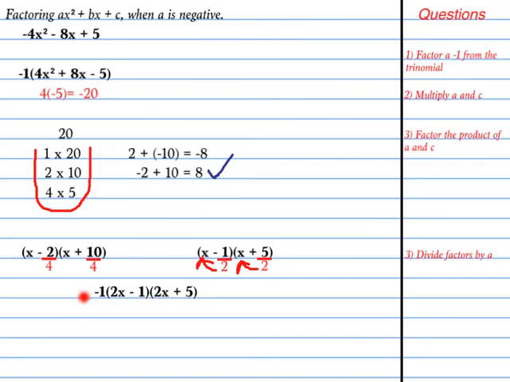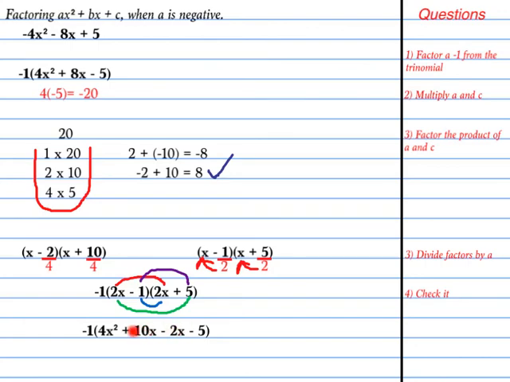Now, once we have the complete factored form, we want to go ahead and check it. So we'll start with the -1, and we're going to focus on foiling our parentheses first. So 2x times 2x gives me 4x squared, and 2x times 5 gives me 10x. -1 times 2 gives me -2x. And then finally, -1 times a +5 gives me -5.